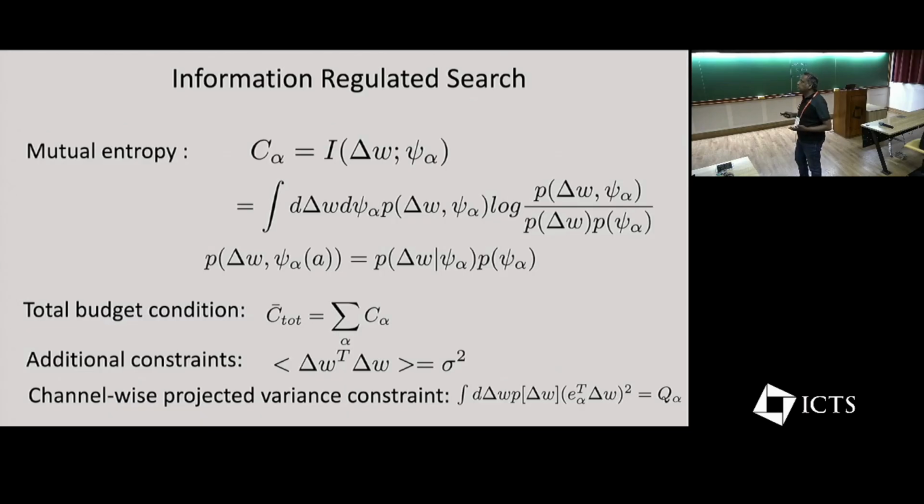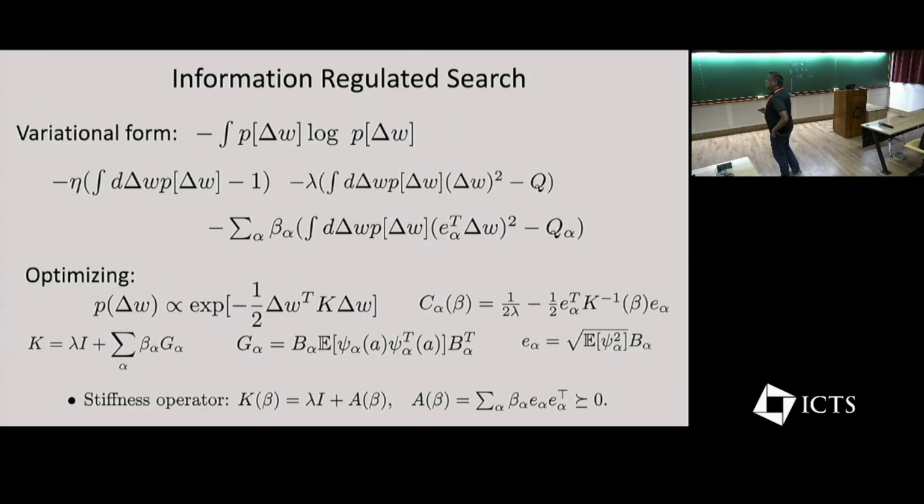Assume that there is a mutual information function which corresponds to each of these channels and the updates, and that the total mutual information is conserved. Then I can put additional constraints: the variance is a constant, and the channel-wise projected variance is again conserved. With this, I can write a variational form, and on maximizing the Shannon entropy I get channels which are very Gaussian in nature. These Gaussian channels have a parameter k, the stiffness matrix, and I can study the eigenvalues of the stiffness matrix to find criticality.